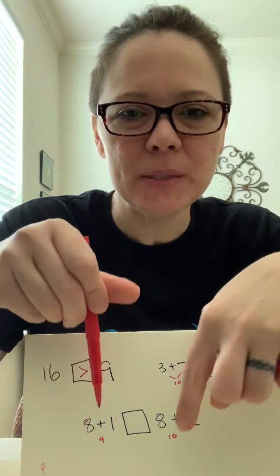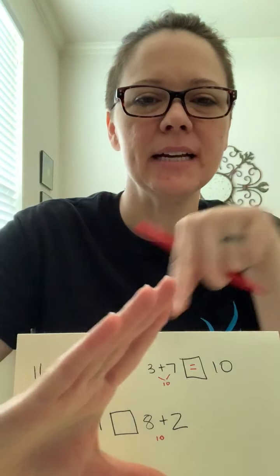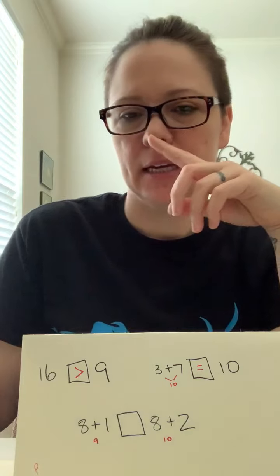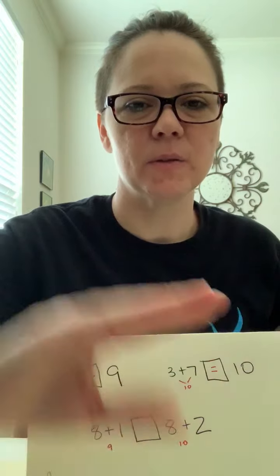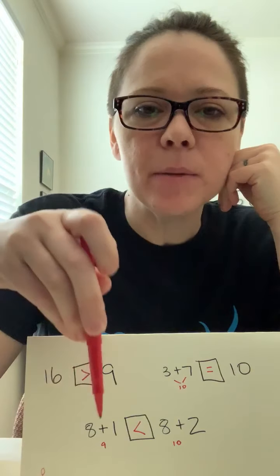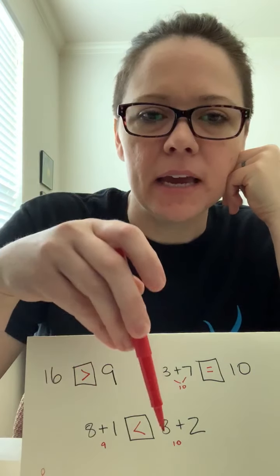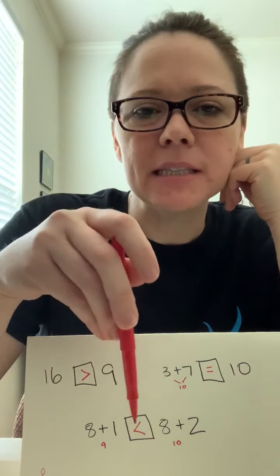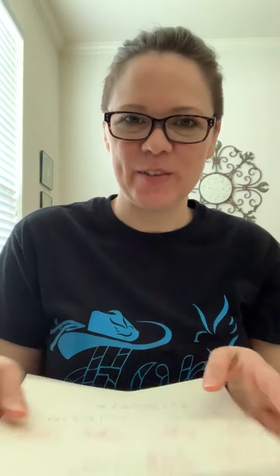That is 9. So I'm going to write that down. 8 plus 2 is 10. Okay, so now we have a number on both sides. We have a 9 and a 10. Is our little chompy thing going to want to eat the bigger number 9 or the bigger number 10? Which one is the bigger number? It is the 10, so it's going to go that way. So we would say 8 plus 1 is less than, because the smaller part's going this way, 8 plus 2. 8 plus 1 is less than 8 plus 2. Excellent. Keeping up with me? Doing great?